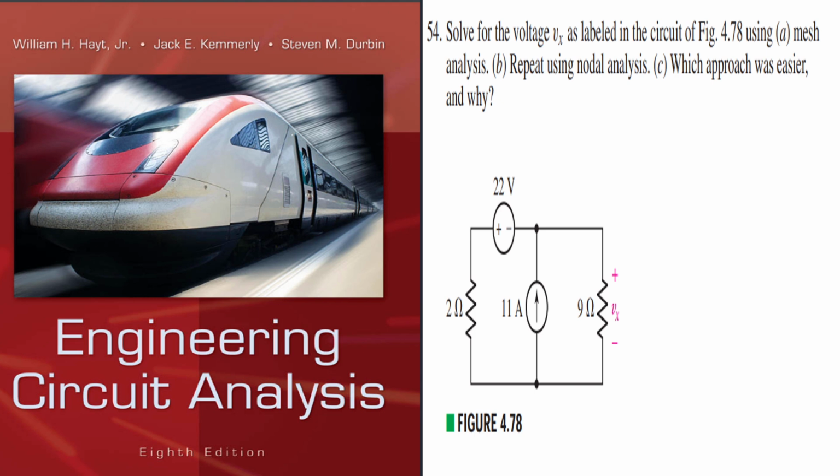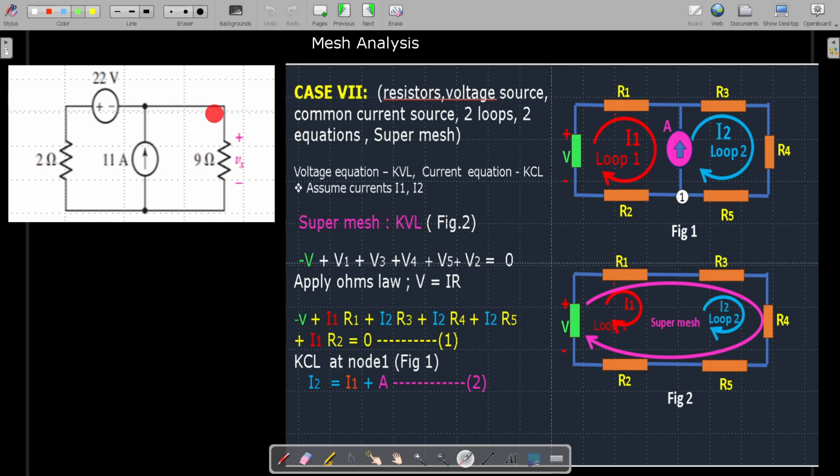Today we are going to solve a problem from Engineering Circuit Analysis by William Hayt, 8th edition. This is an electrical circuit in which we are asked to find the voltage Vx across this 9 ohm resistance. We are asked to solve this problem using mesh analysis as well as nodal analysis. But today we are going to solve only using mesh analysis. Later in another video we'll see about solving this problem using nodal analysis. Okay, let's get started. So we have taken this problem and we are going to find this Vx.